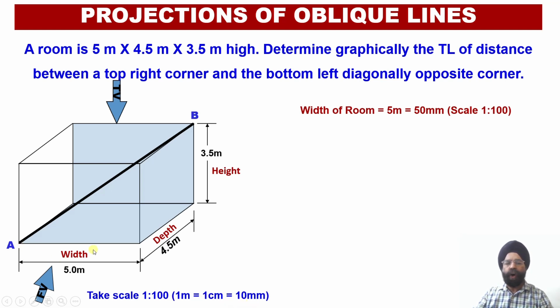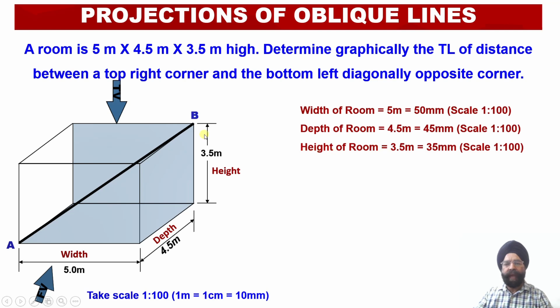So the width of the room will be represented as 50 millimeter. Since the width of the room happens to be 5 meters, using the scale of 1:100 we are going to draw the width of the room equal to 50 millimeter. Similarly, we are going to get the depth of the room equal to 4.5 meters, so this will be drawn as 45 millimeter in the orthographic projections which we are going to draw over here. And finally, the height of the room happens to be 3.5 meters, so the height of the room will be represented as 35 millimeter in the orthographic projections.